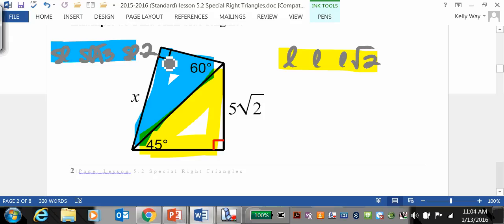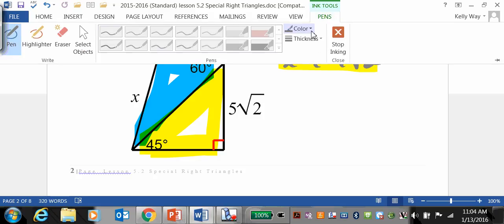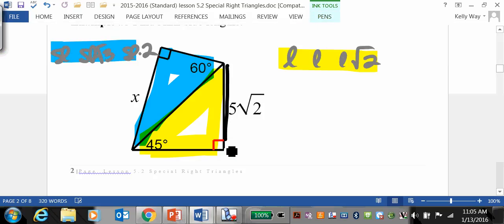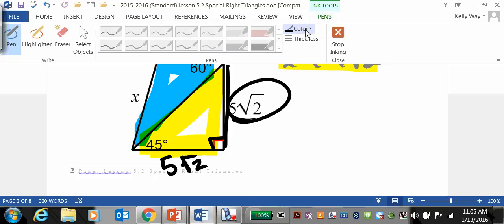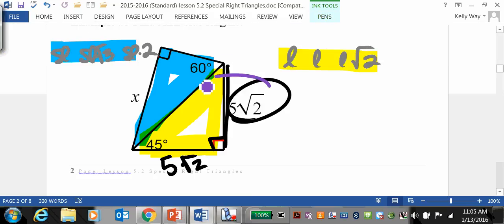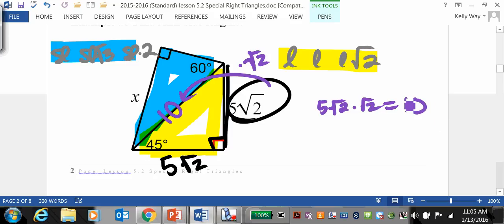Okay, you ready? Take a peek up here. This 5 root 2, is that a leg or a hypo? Out loud. Leg. So, leg, leg. They're the same thing. From here to here, we're going to times by root 2. So, 5 root 2 times root 2 is 10.